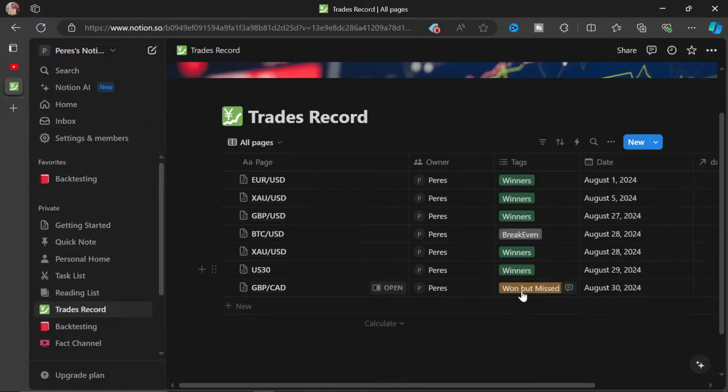So you can see this was my trade that I took from last 27th of August. I had a clear winner on GBP USD. On BTC USD, which is the one I shared with the community, we had a break even. And then gold, I had a sure winner on gold. And the US30 also last week I had a sure winner. And then GBP CAD actually missed it.